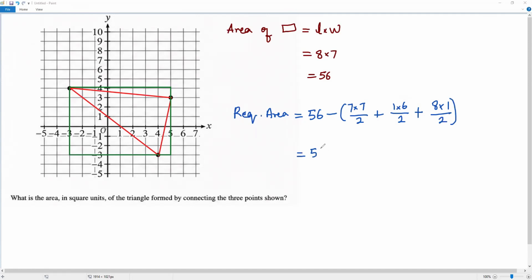Here, 7 times 7 is 49. 49 divided by 2 is 24.5. Here 1 times 6 is 6. 6 divided by 2 is 3. And 8 times 1 is 8. 8 divided by 2 is 4.